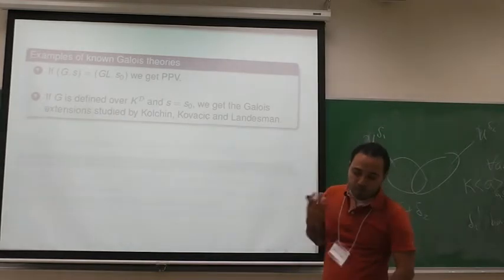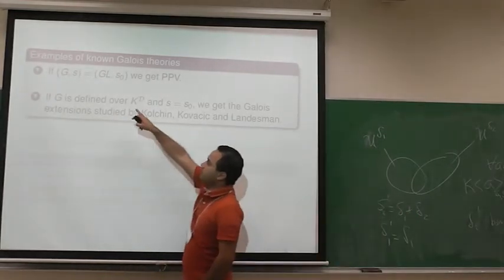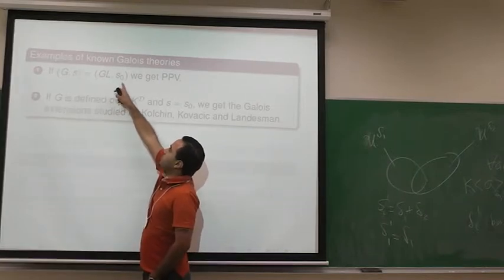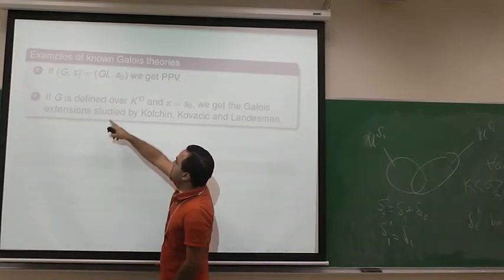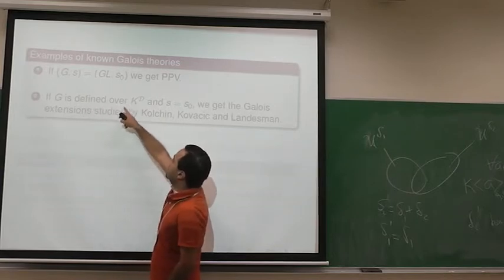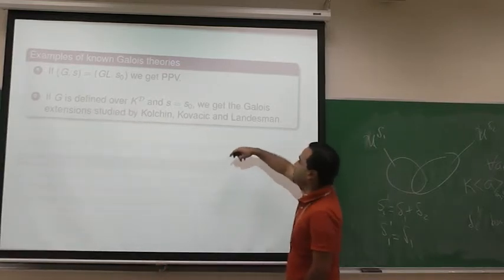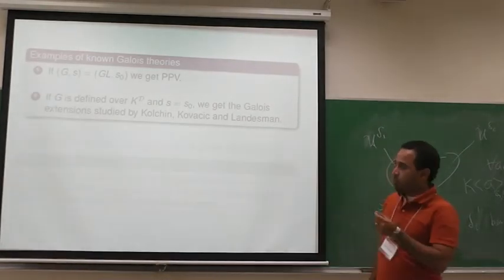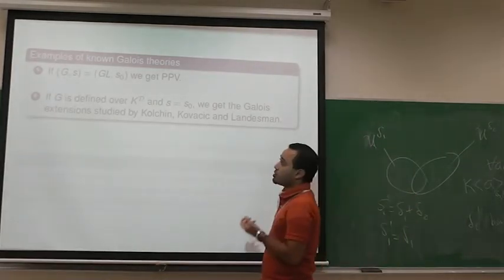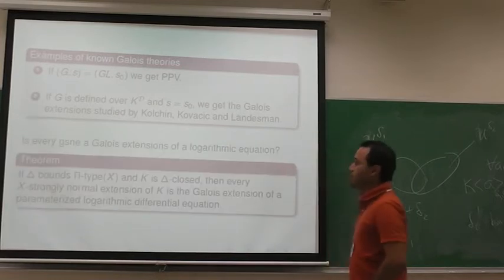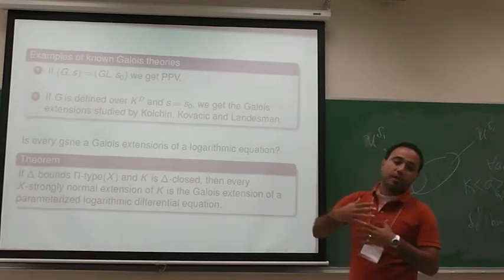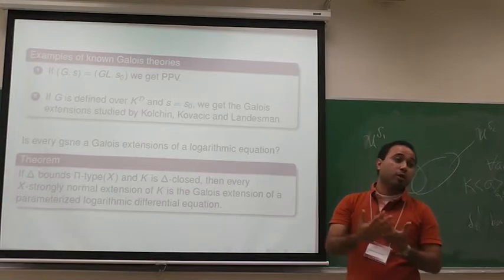Okay, and then we have particular cases. As I said before, if you study the theory when the group is this and the section is this, we get the parameterized Picard-Vessiot theory of Cassidy and Singer. And when we study the theory when the group is defined over the constants and we take a zero section, this is being done by Kolchin, Kovacic, and Lattes. So for me the important part is that things are arbitrary. They don't have to be defined over the constants. And so this is one of the first things that I ask: if I give you one of these nice extensions, is it actually generated by solutions to logarithmic equations?